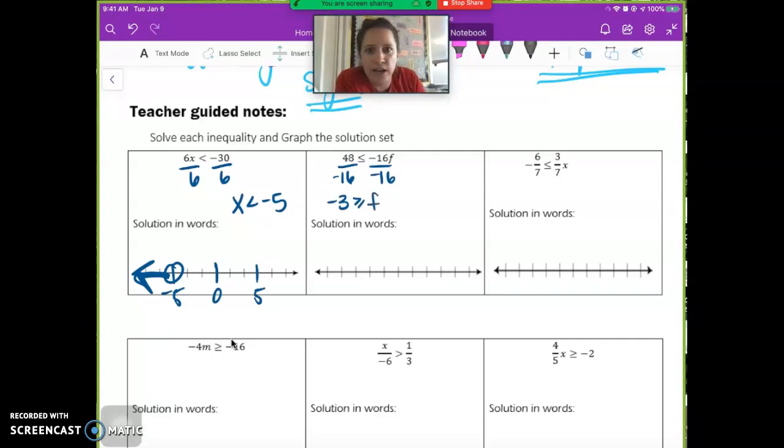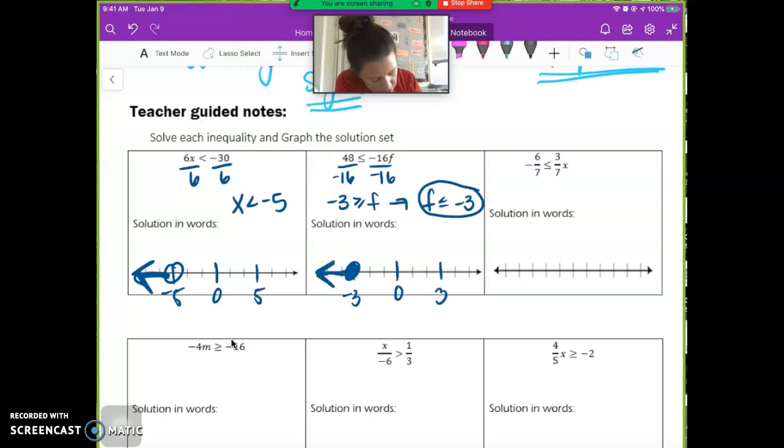And now here's the tricky thing. Now your things are on the wrong side again. So in order to get f on the right side, the correct side I should say, you have to flip the order and yep, you guessed it, flip that sign right back. That's a tricky one. So f is less than or equal to negative 3. That's a closed dot. The values that are less than or equal to negative 3 are to the left.